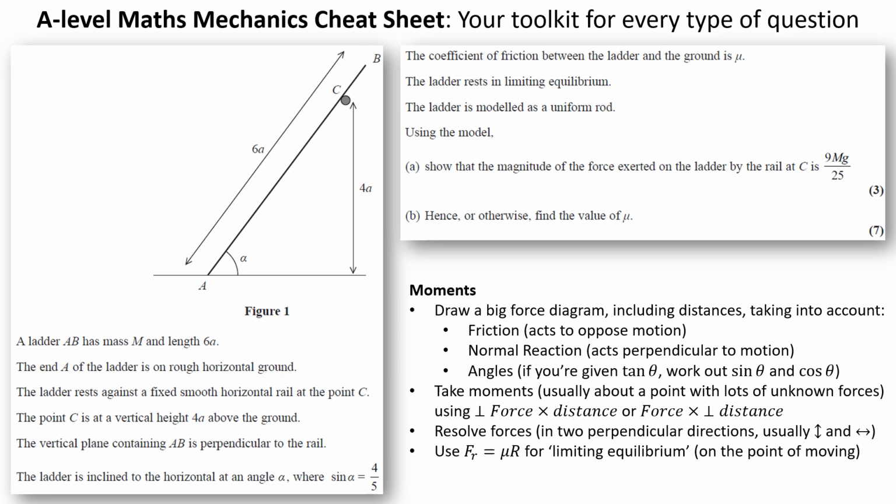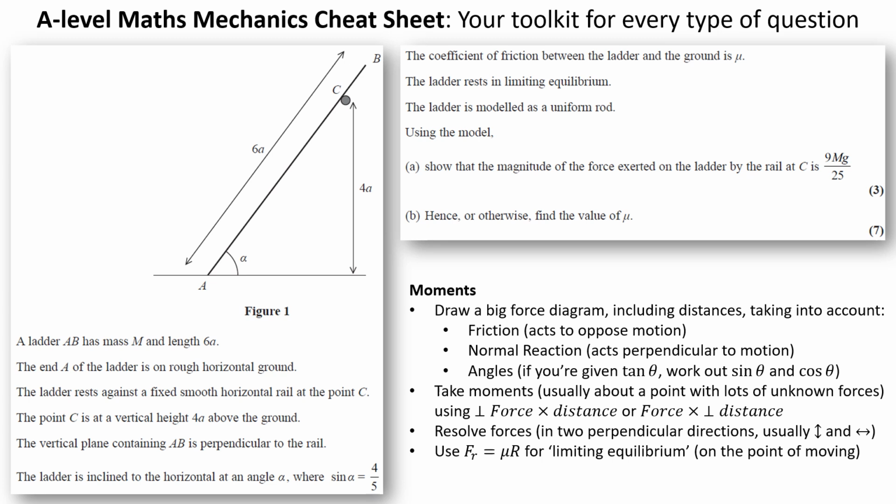The most important thing to take into account with a question like this is your force diagram. Make it big, make it clear, include all the forces in the appropriate directions and the distances between where they act. You want to take into account friction, normal reaction, any angles you're given. If, like in this question, they give you a clue about the angle, sine alpha equals 4/5, or if they tell you tan alpha equals 4/3 or something, you can use that to find nice fractional values for sine theta and cos theta without necessarily ever working out the actual angle itself in degrees.